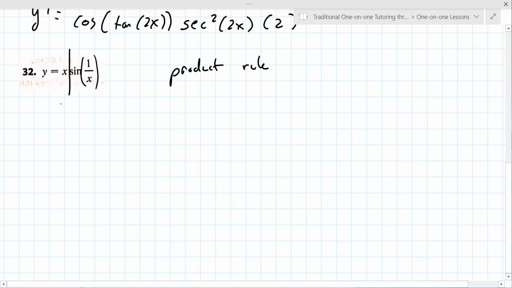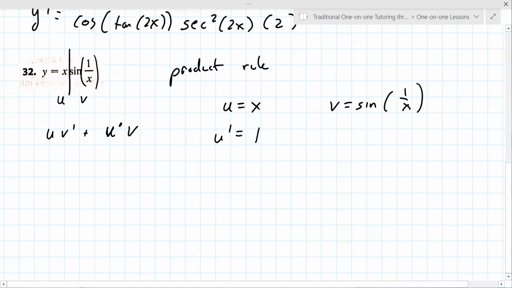Yes, sir, I do. Okay, so the product rule says, I'm going to make this a u and this a v. It says u v prime plus u prime v. So you have to be able to take the derivative of each of these, and I'll do it again here. U equals x, v equals sine 1 over x. Now the derivative of x is 1. That's pretty straightforward.